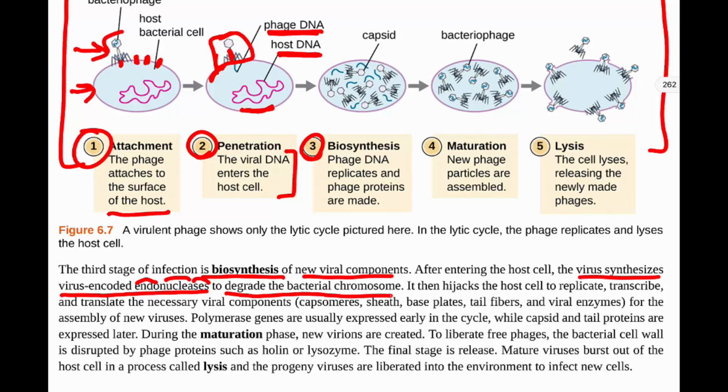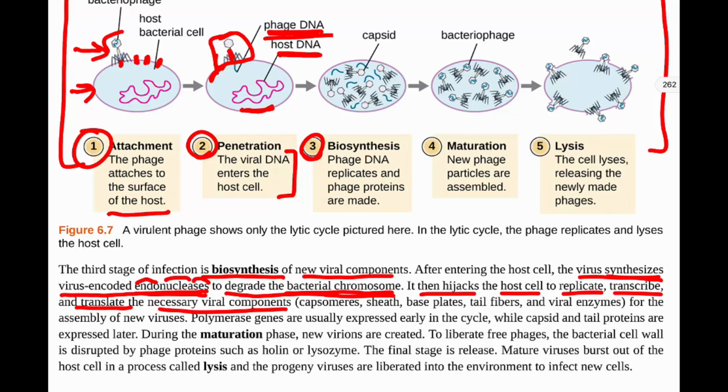So part of the lytic cycle is that we attach to the cell, we get the phage DNA into the cell, and then during biosynthesis, the actual genome that was put inside of the bacteria has the components to synthesize these enzymes, these endonucleases, that then go to the bacterial chromosome and just cut it up into pieces and degrade it and get rid of it, so that it can hijack the host cell, and then it can replicate, transcribe, and translate all of its necessary viral components.